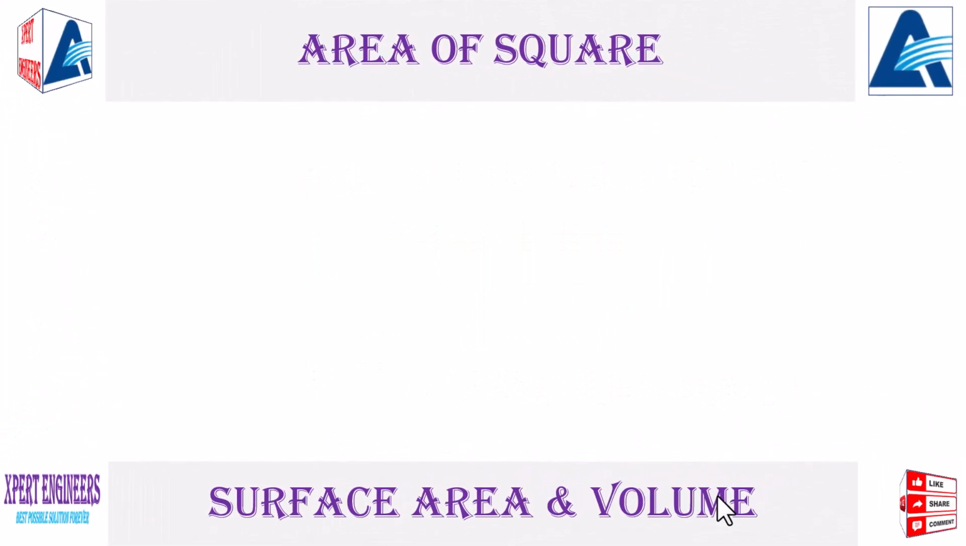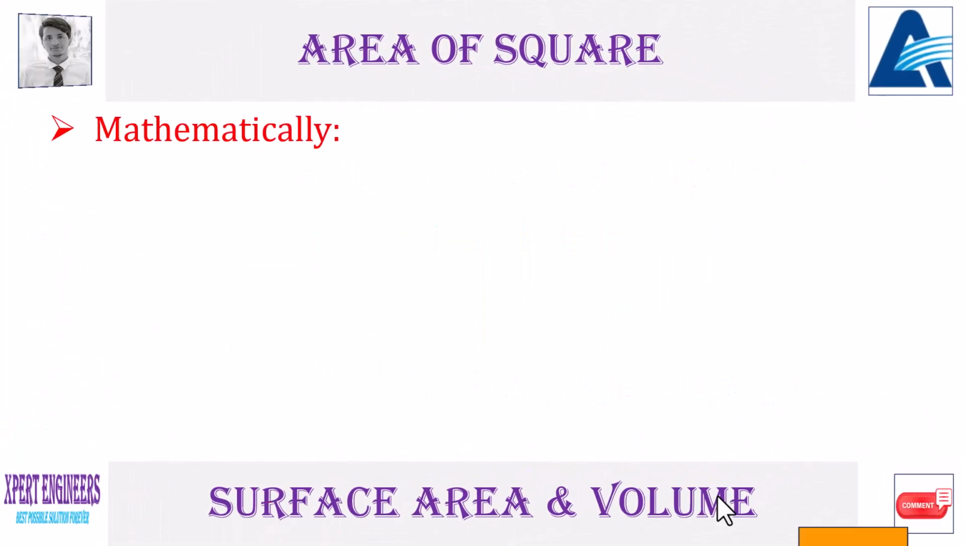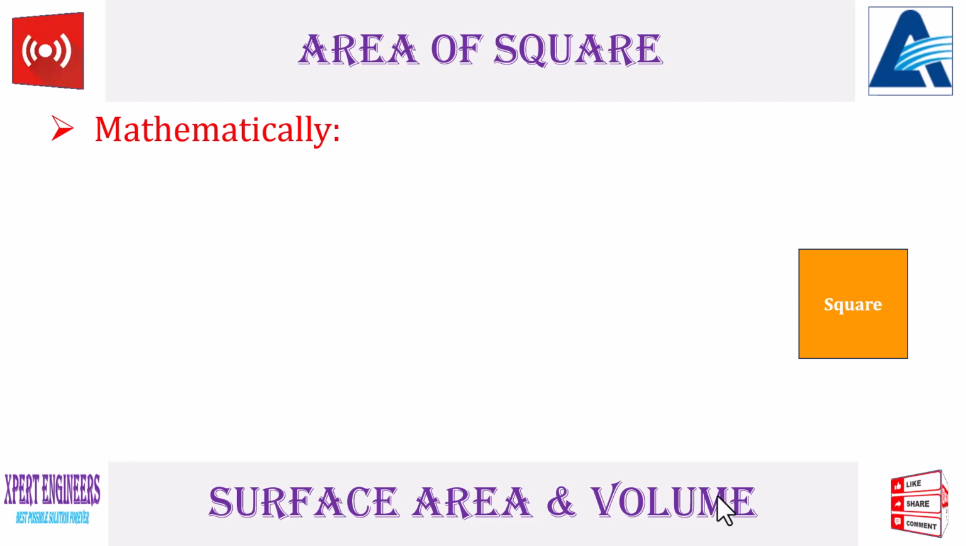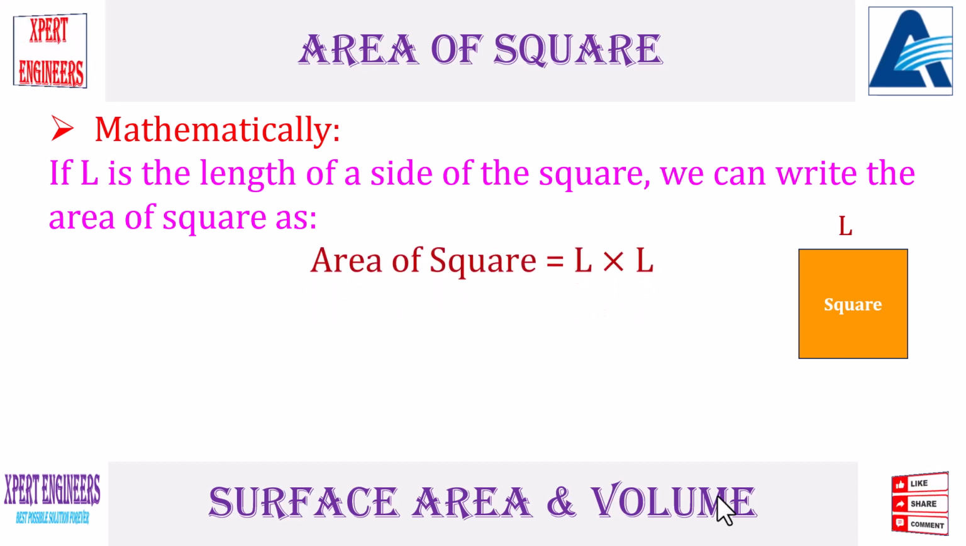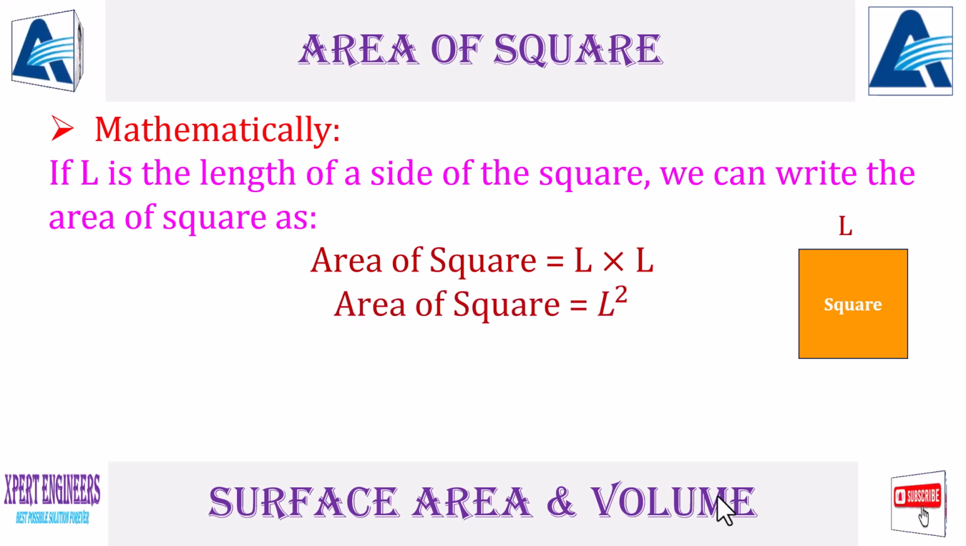Let's explain this. Let's suppose that I have this sphere and L is the length of this sphere. As we know that if L is the length of one side of the sphere, then all four sides of this sphere must have the same length, so we can write area of sphere is equal to length multiplied by length. Or in other words, we can also write it as area of sphere is equal to length square.